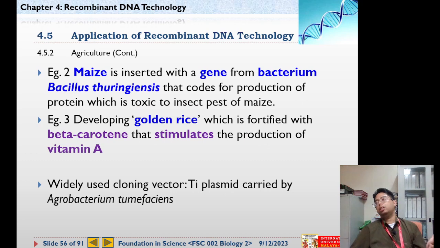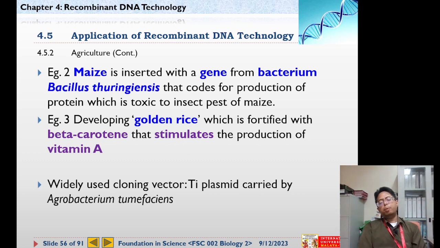Why is it important? Because when you want to spray the whole farm with a certain toxin, you want the toxin to kill the weeds, not your plants. So with the EPSP gene, they can resist the pesticide.